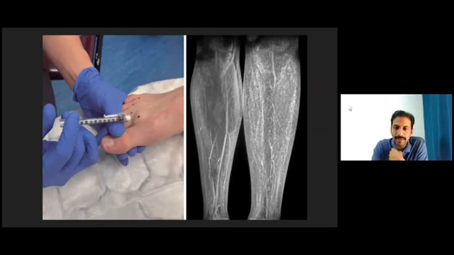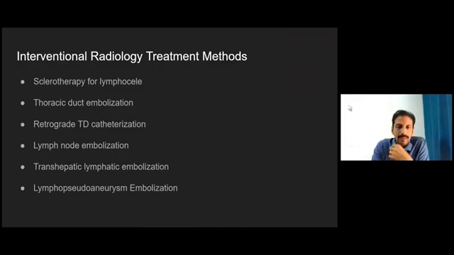So this is another image from the literature showing how the injections are made in the web spaces. This is the diluted gadolinium here, and this is how the lymphatics are visualized with this particular technique. So coming to the interventional radiology treatment methods, there are many available, but I'll touch upon a few important ones relevant to the gastroenterologist.